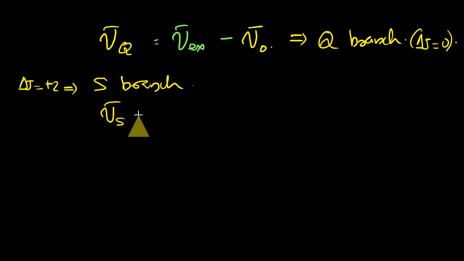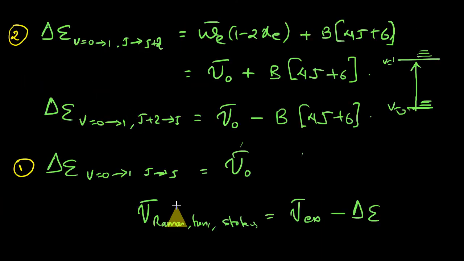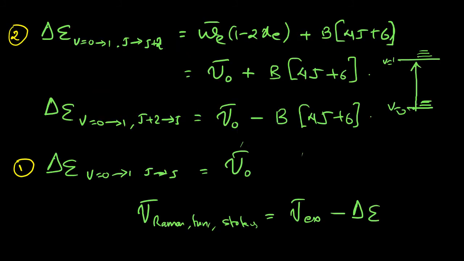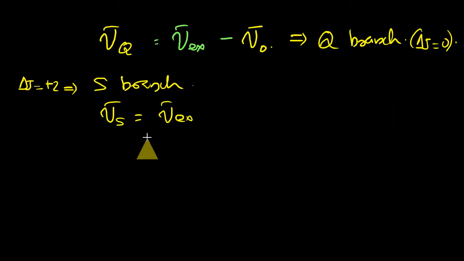nu bar S, that is nu bar in this expression for Raman fundamental Stokes. Here we are giving nu bar S because we are discussing the S branch of the spectrum. Nu bar S is equal to nu bar excitation minus delta E. Delta E in this case is nu bar 0 plus B into 4J plus 6. So let us substitute for this delta E here, and we can get nu bar excitation minus delta E. This quantity we should subtract, so we can write minus nu bar 0 minus B into 4J plus 6.